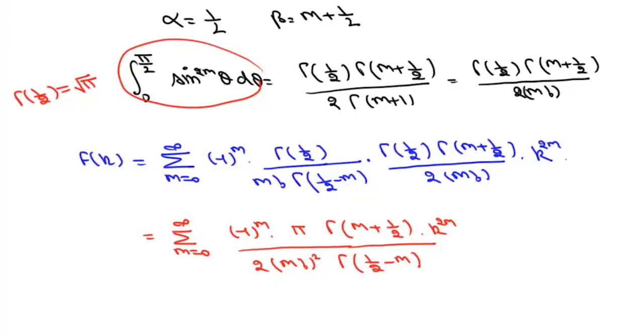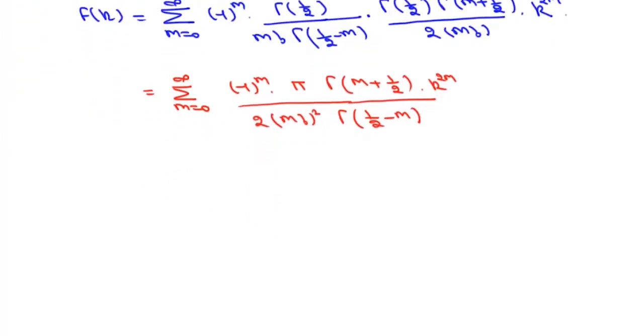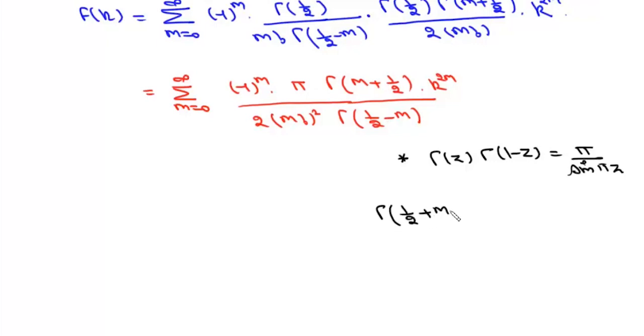Now there is this one result in gamma functions which we need at this point of time, and the result is gamma z into gamma 1 minus z is equal to pi upon sine pi z. Now we'll use this result to simplify this gamma expression. Now we can write gamma (1 by 2 plus m) into gamma (1 minus z), so it will be gamma (1 by 2 minus m), and it will be equal to pi upon sine pi, where z is m plus 1 by 2.